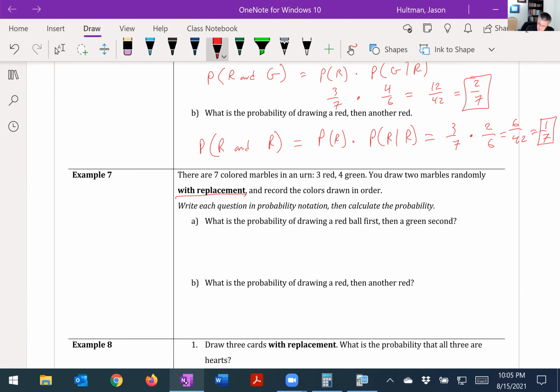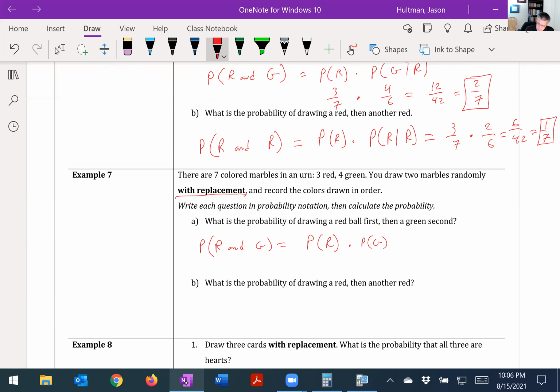Well, the probability of drawing the red first and then the green second. So the probability of drawing a red and a green is the probability of drawing a red times the probability of drawing a green, because these are independent events now. Why is that? Because it doesn't matter if I draw a red or a green before, I'm always going to put the ball back. And so they're independent. So this becomes just the probability of green.